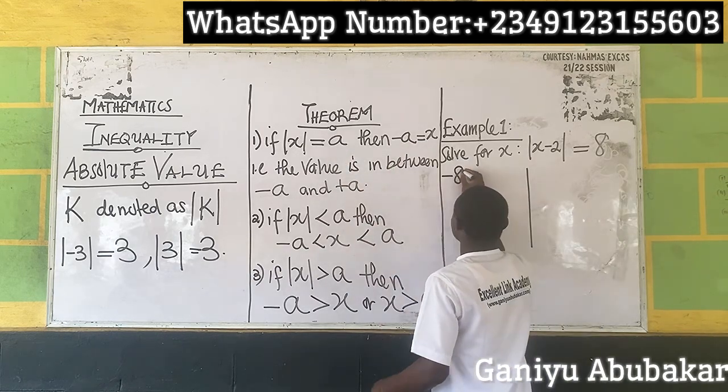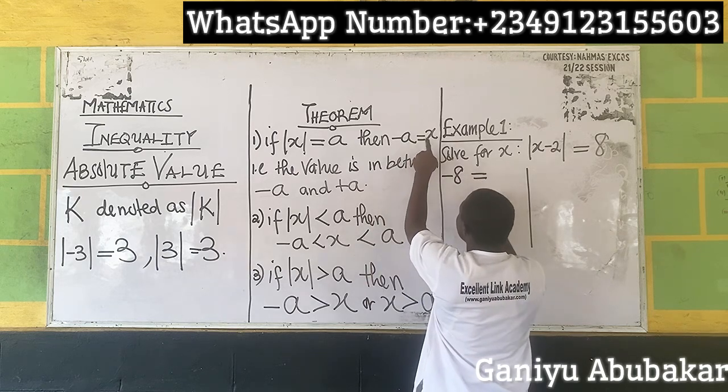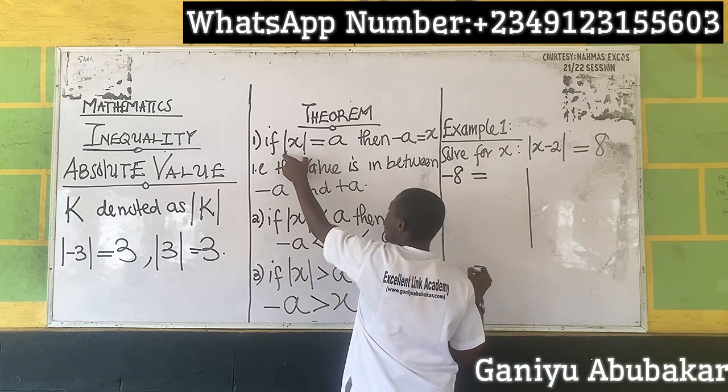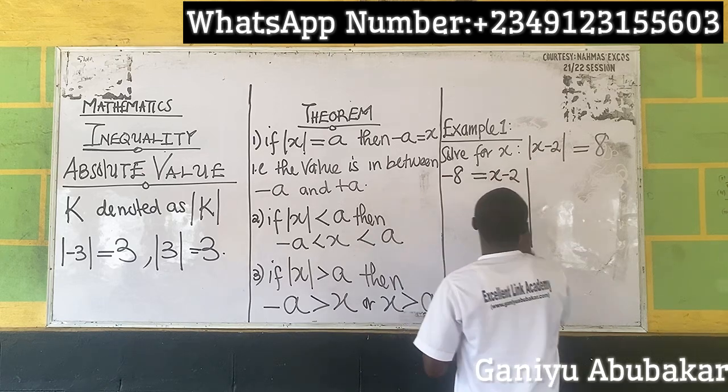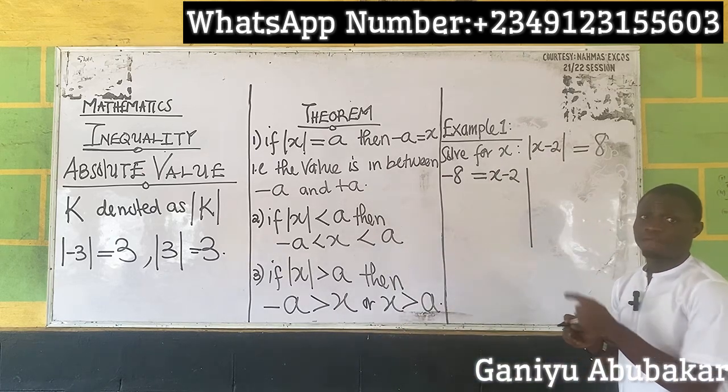So that's 8, then equal to x. That's the term in that absolute value. That term here, that's what? x minus 2. So x minus 2. I have this way. That's the first case.